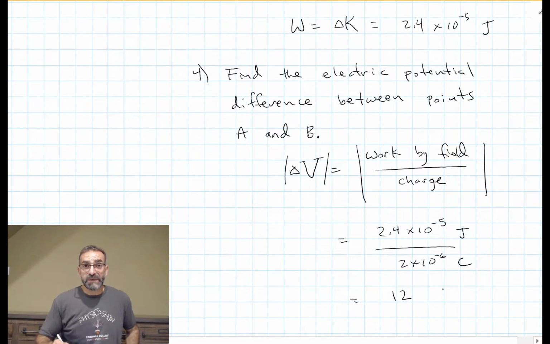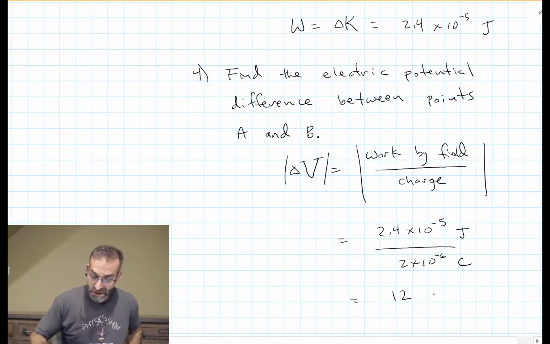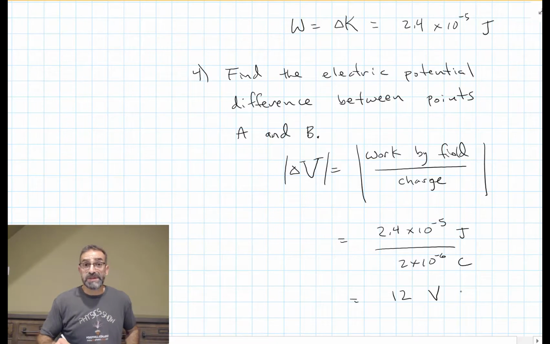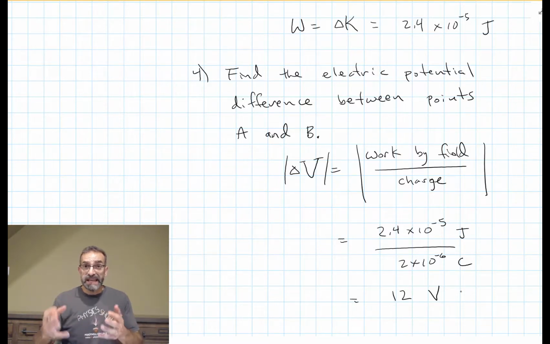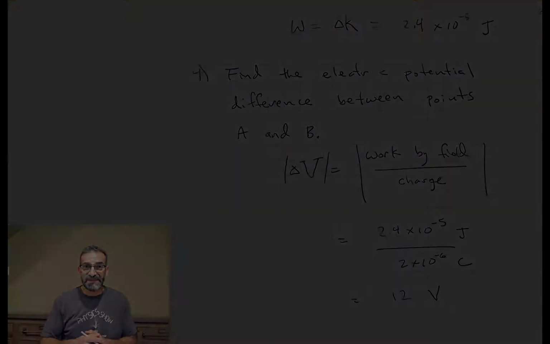$12, and the units for electric potential, volts, capital V for volts. So the magnitude of my electric potential difference is 12 volts. One of the points, A or B, is higher by 12 volts than the other point. Now let's figure out which one is at higher potential.